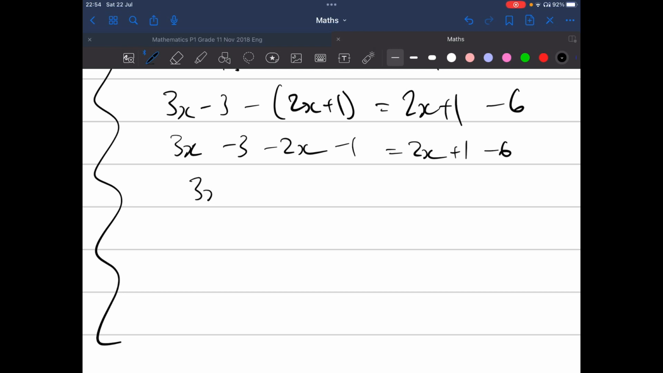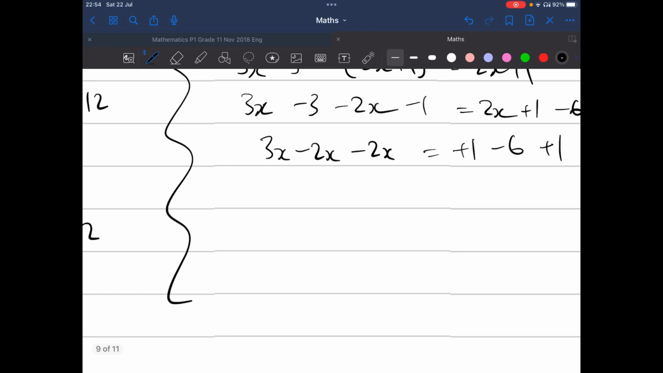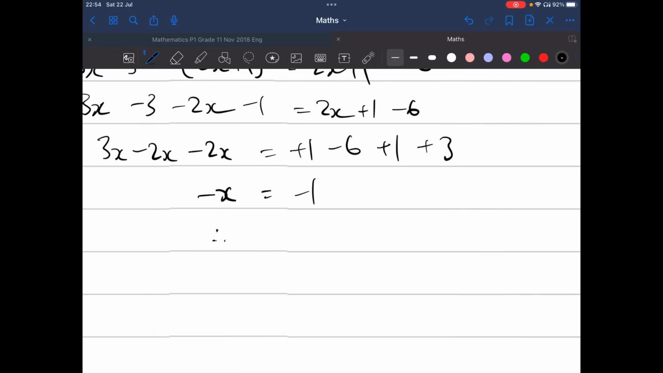Okay, so I'm going to keep all the x's on this side. We're going to group like terms. Okay, so I'm going to bring this over to this side. So I'll have minus 2x here. And then I'll take all of these to the other side. Okay, so I'll have 1 plus 1 minus 6 plus 1 plus 3. Okay, so here I'll have 3 minus 2 is minus 1, so minus x. And then 1 minus 6 plus 1 plus 3 gives us minus 1. Okay, so therefore x equals 1 because I divide both sides by minus 1.